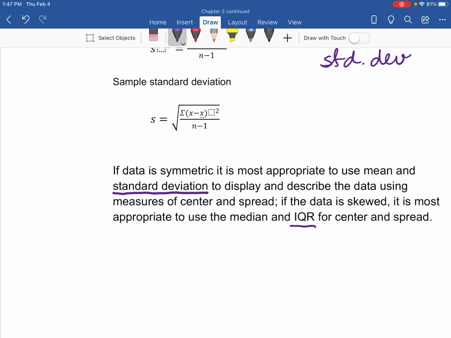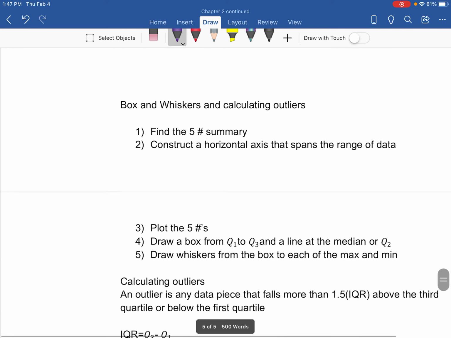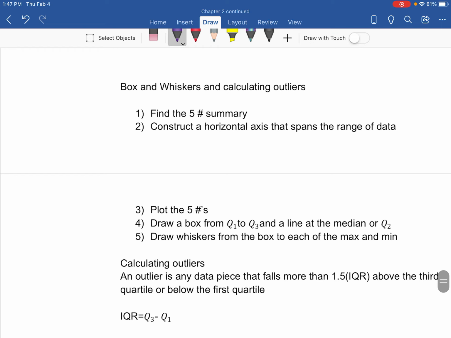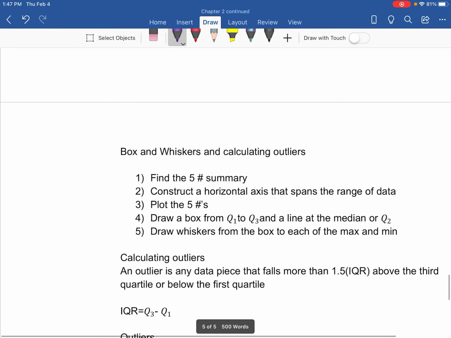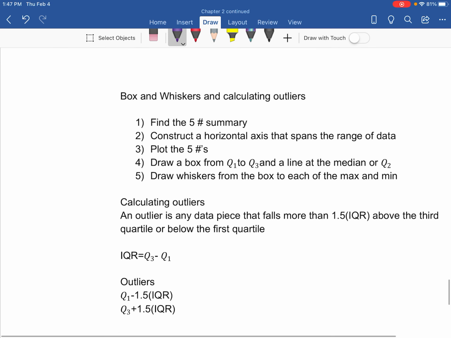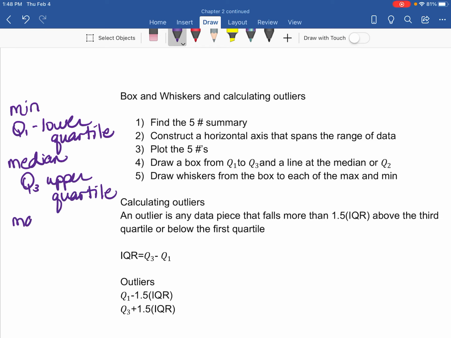So I'm actually going to move down and go over a box and whiskers plot and what you would do to actually create one. You're going to find something called the five number summary. The five number summary is going to be the min, Q1, which is the lower quartile, the median, Q3, which is the upper quartile, and the max.